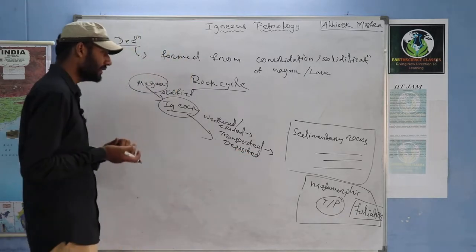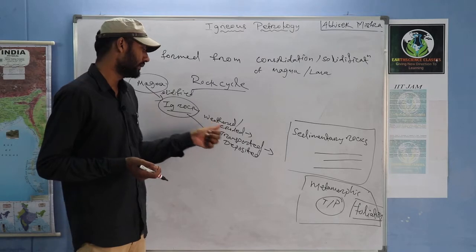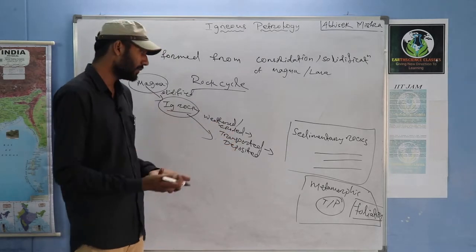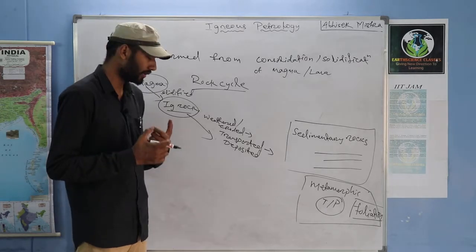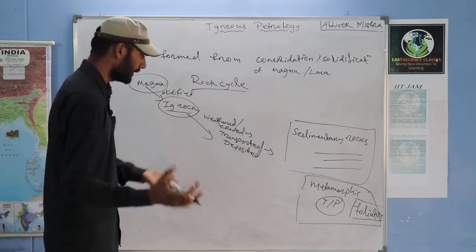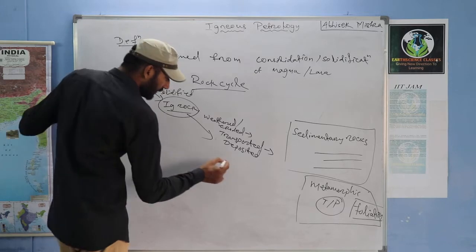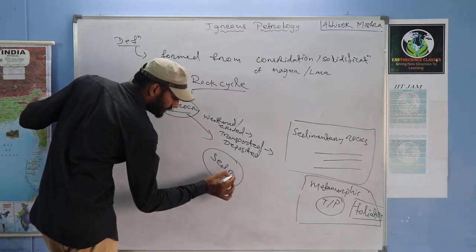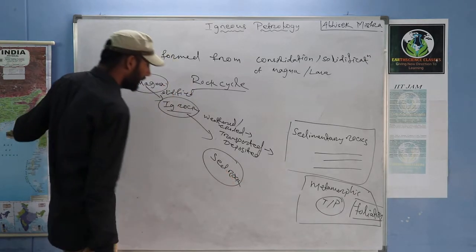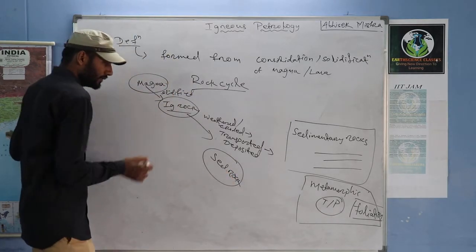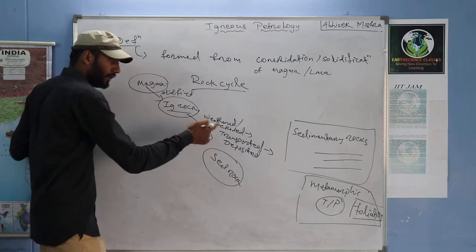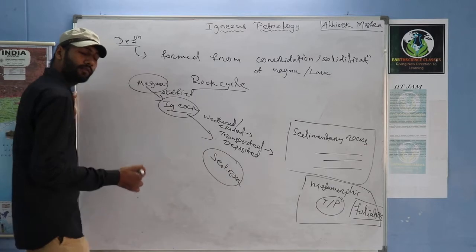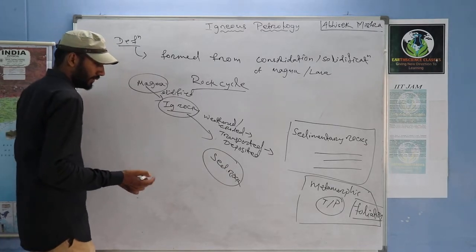These parent rocks got weathered, then eroded, transported, deposited. Then the next processes are sedimentation, then compaction, consolidation, diagenesis, etc. Then they result in the formation of sedimentary rock. So these igneous rocks weathered, eroded, transported and deposited, then form sedimentary rock.